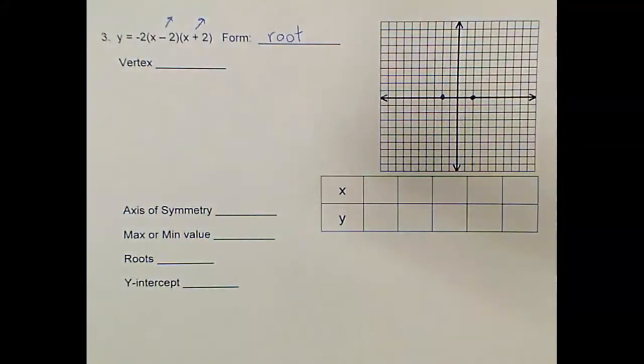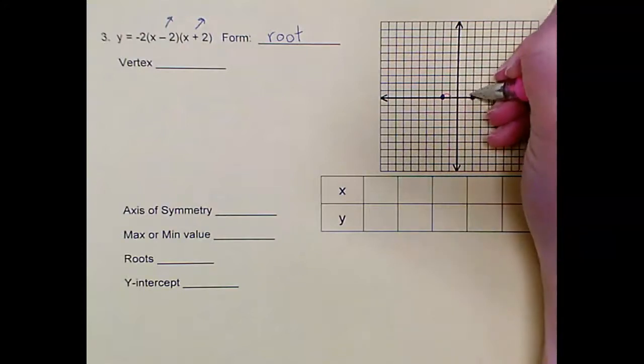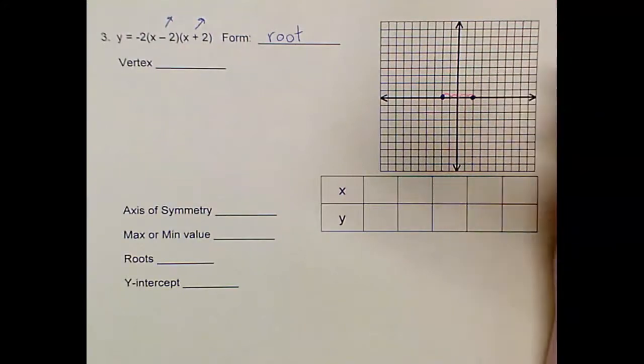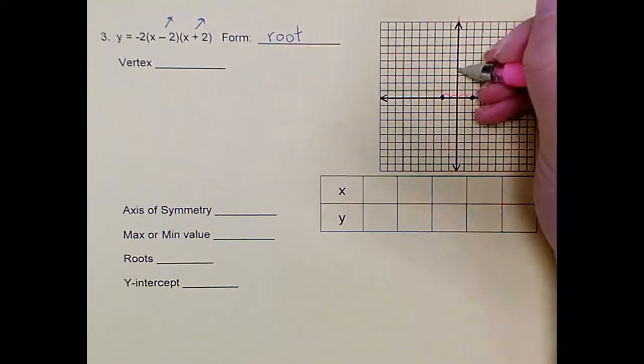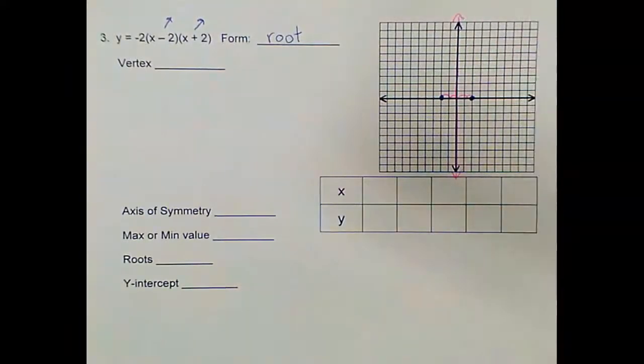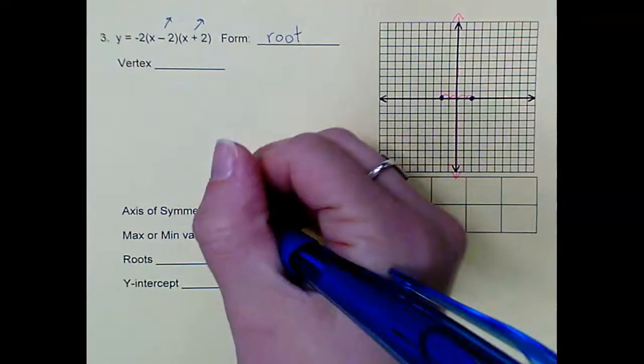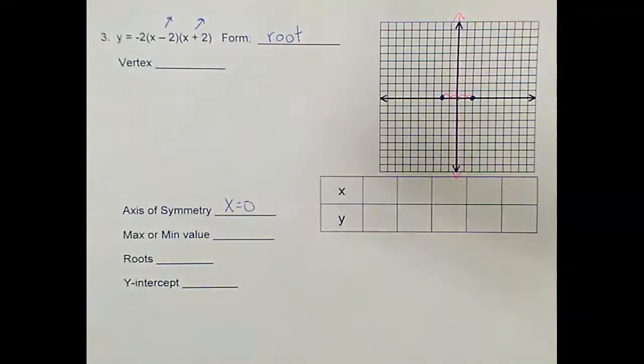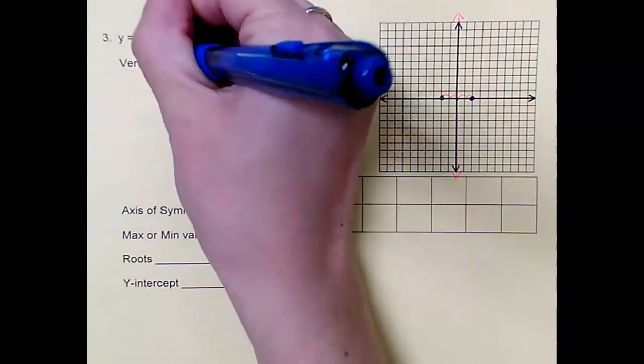And from the previous day's notes, it mentions that the vertex, or the axis of symmetry, is halfway between the roots. So if I go halfway between the roots, if I go in 1 and 1, and 1 more and 1 more, well then that's the y-axis right here, right in the middle, right? So that's my axis of symmetry. My axis of symmetry has an x value of 0. So that means my vertex has an x value of 0.